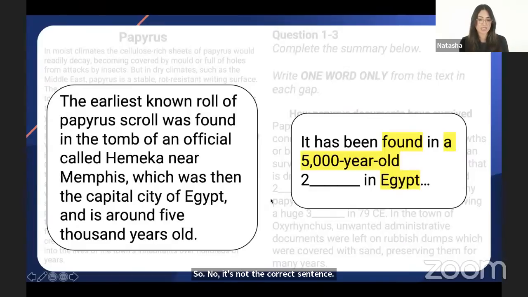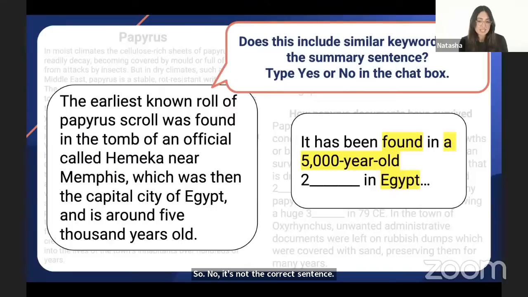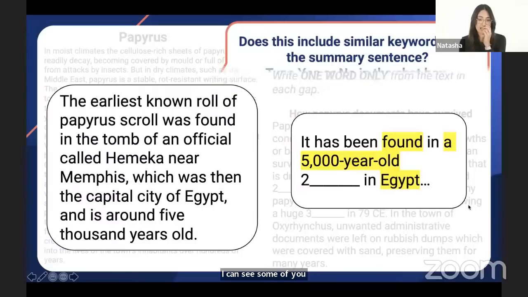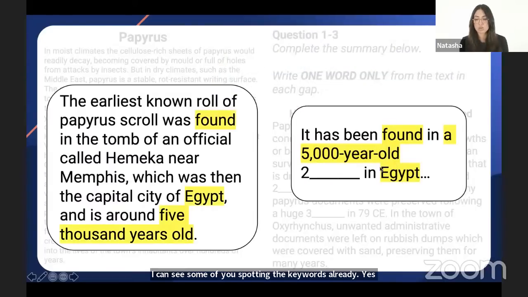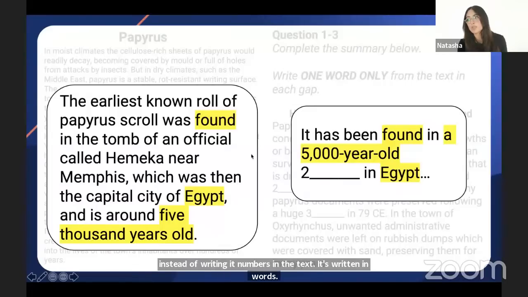Here is another sentence. Does this include similar keywords? Let us know in the chat. Does it have similar keywords as the summary sentence? Have a read of it. I can see some of you spotting the keywords already. Yes, and here are the matching keywords. Found was repeated the same way. We have 5,000-year-old, and instead of writing it in numbers, in the text, it's written in words, and Egypt, the location, was repeated. So we know we're in the right place.